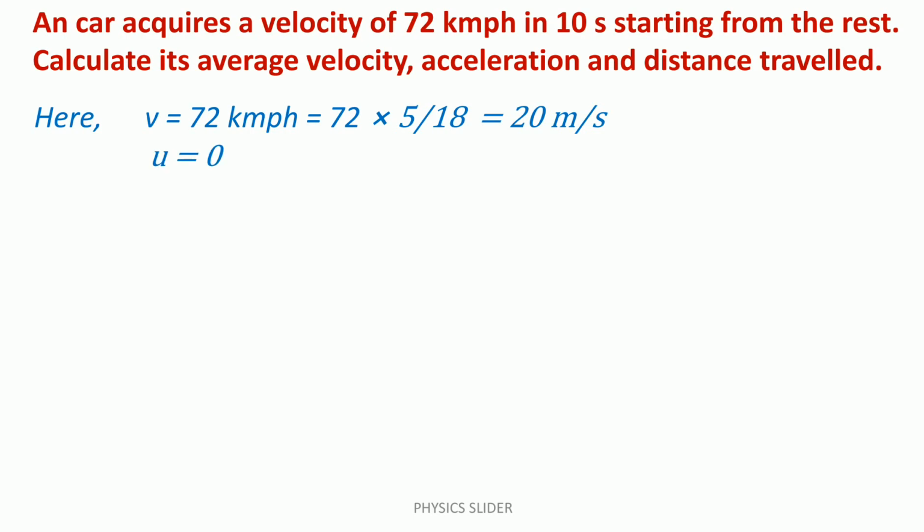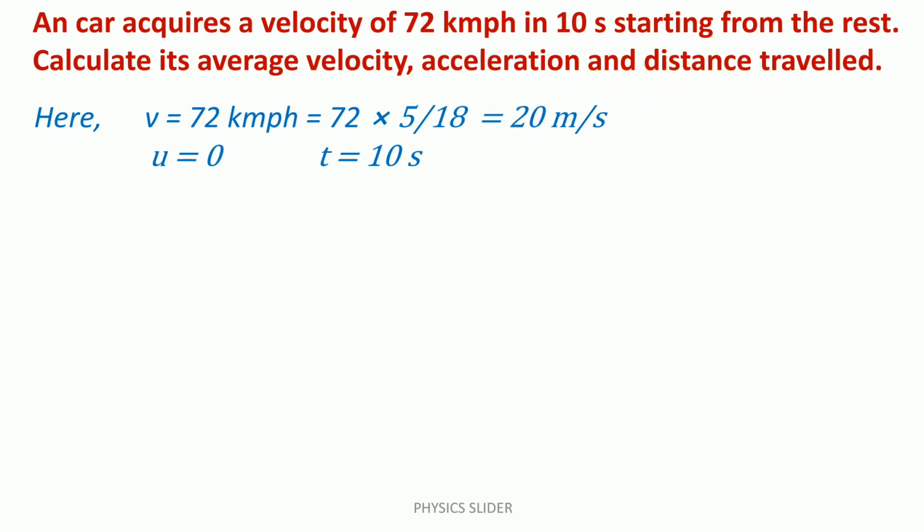And the initial velocity is given as 0 because the motion is starting from rest, means initial velocity is 0. The time taken is 10 seconds. It takes 10 seconds from starting from rest to gain the velocity 72 km per hour. Now we need to calculate the average velocity, acceleration, and the distance traveled.